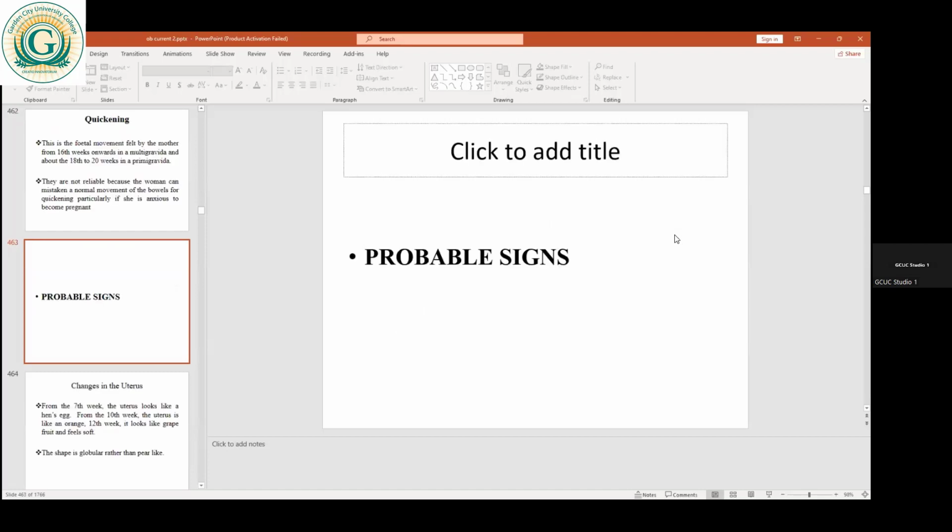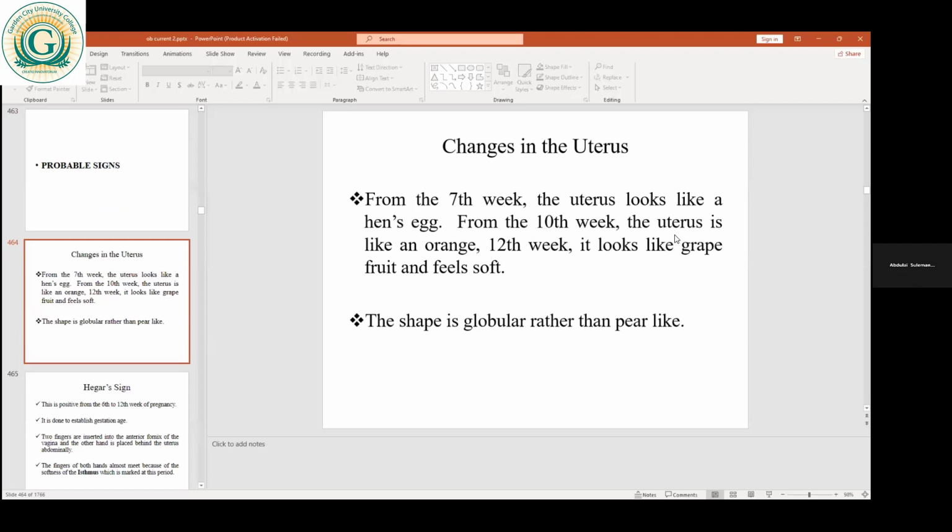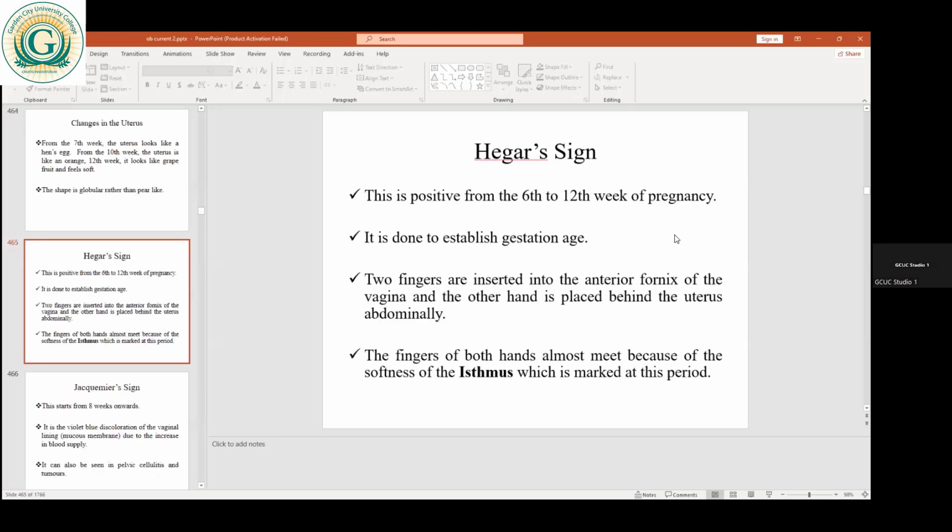What about the probable signs? We have changes in the uterus. At 7 weeks, the uterus looks like a hen's egg. Remember when we look at changes in pregnancy: 12 weeks, 16 weeks, 28 weeks, 30 weeks. When that happens, it's likely to be a pregnancy. It's closer and more positive than presumptive signs. So when the uterus is changing, Hegar's sign becomes possible at 6 to 12 weeks. If it is there, then the woman is probably pregnant.